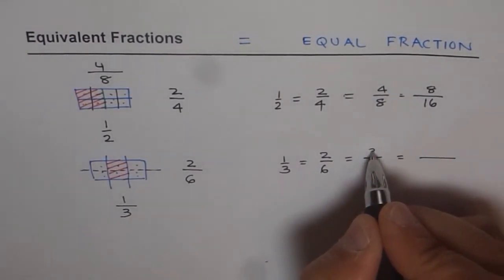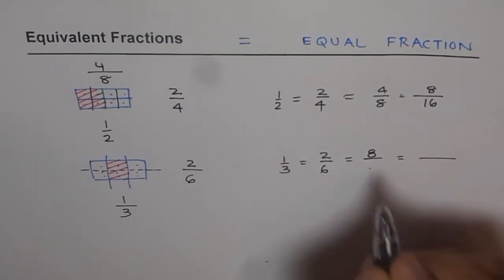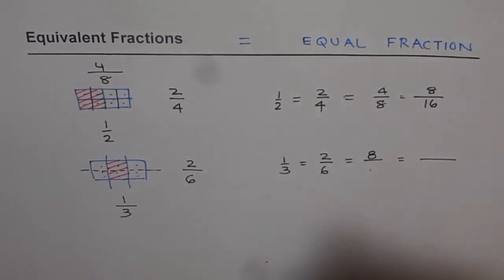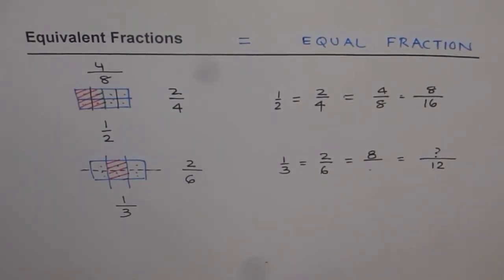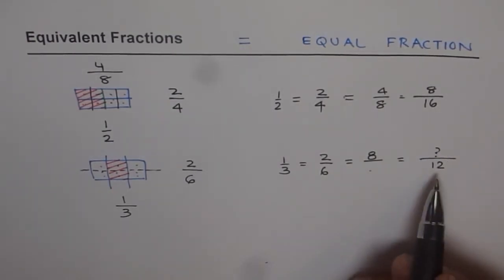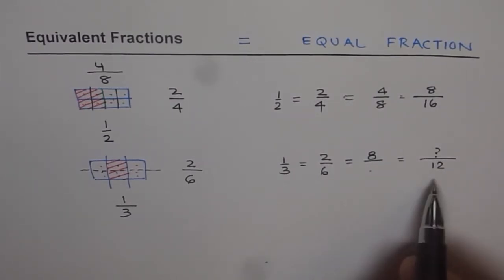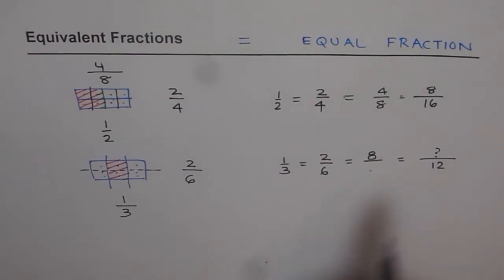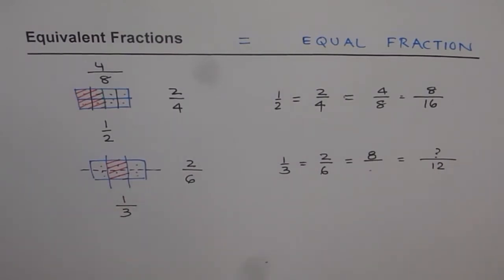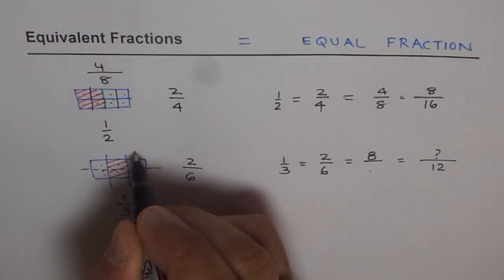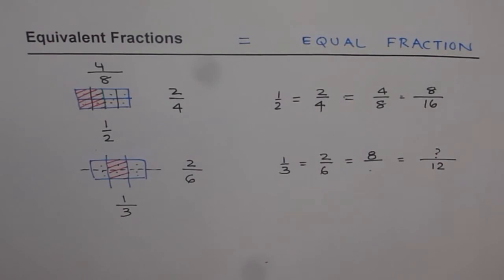What will this be if I write 8 on top? 8 out of how much? This you have to figure out. Or if I write 12 here, what should come below? Figure this out, and then let me know if you got the answers. All these should be equivalent fractions. You will get them by dividing this rectangle into equal parts, more and more, using lines like this, or like this.